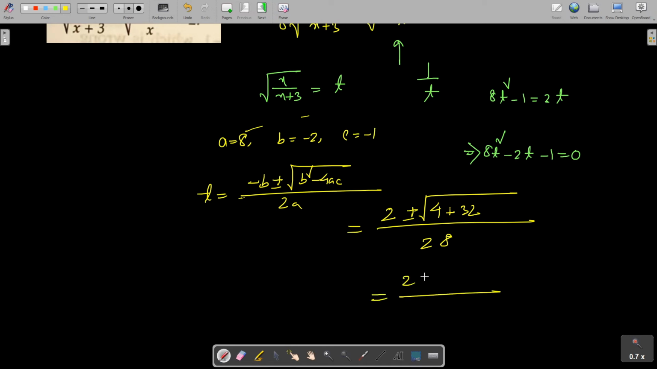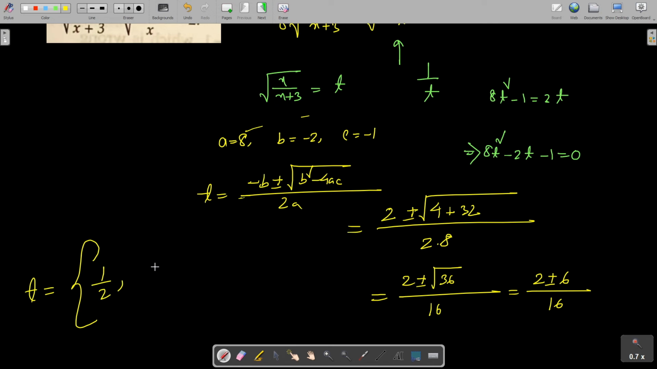Okay, so what values will we get? We will get 2 plus minus under root 36 divided by 2 into 8, which is how much? 16. So root 36, we all know it is how much? 6. So it is 2 plus minus 6 divided by 16. So what are the two values of t? It will be 2 plus 6, that is 8 by 16. That will be how much? 1 by 2. And there will be minus 4 by 16, so minus 1 by 4.